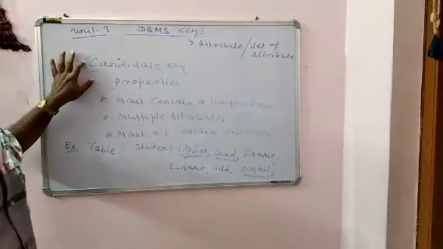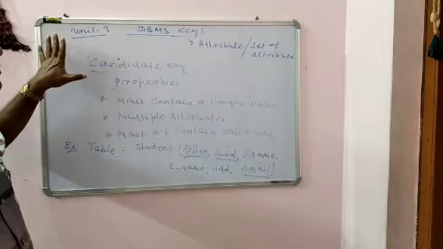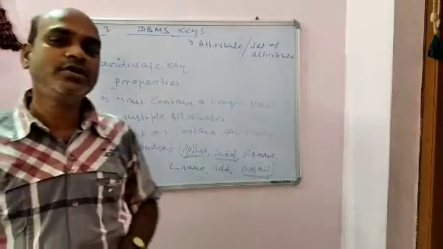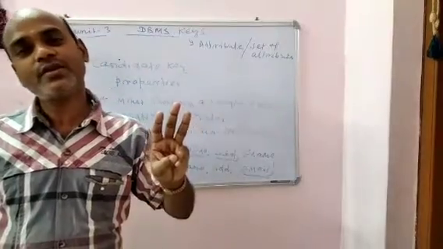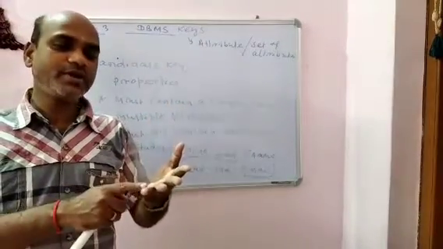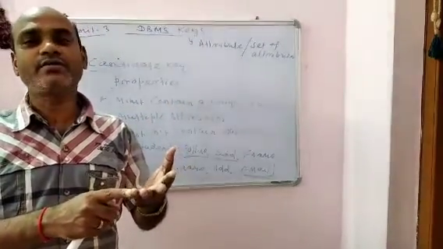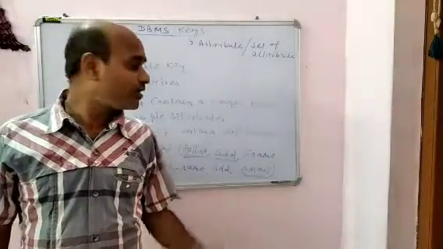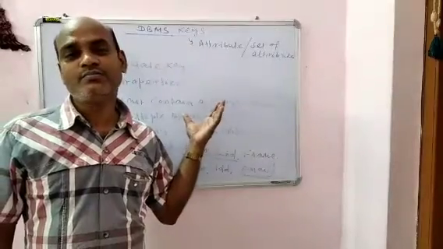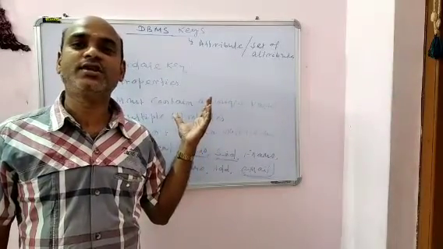Okay, so today in our video we have studied three different important keys that are used in a DBMS table: the primary key, foreign key, and candidate key. Okay, next keys we will discuss in the next class.